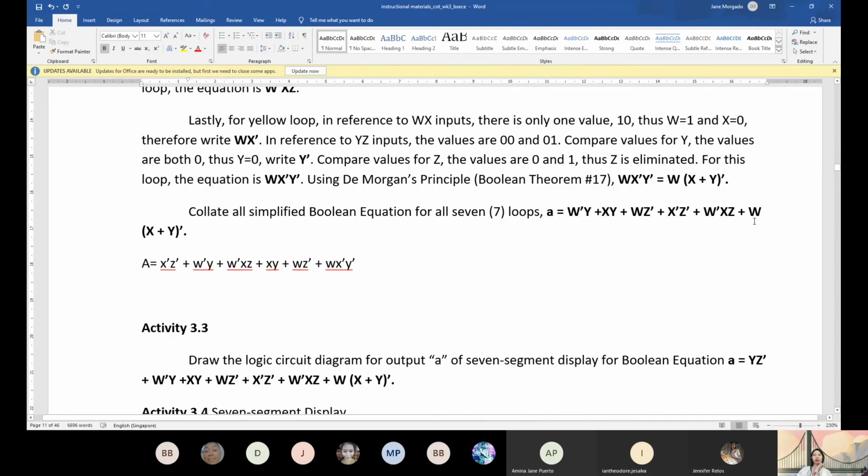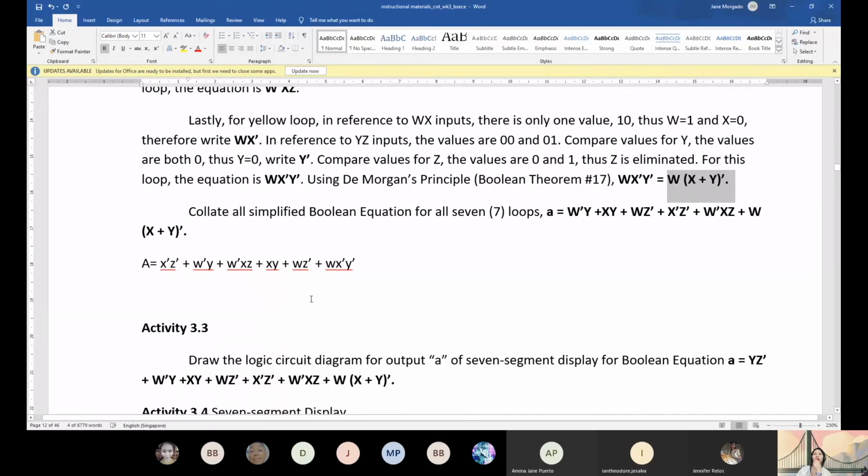Then you have, what's this? W, X prime, Y prime. Okay. And then we have, okay, so I believe we have the same answer. So the WX prime, Y prime has been converted to W times X plus Y prime. Okay.